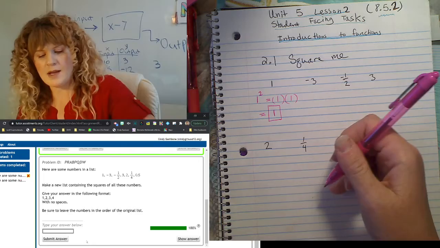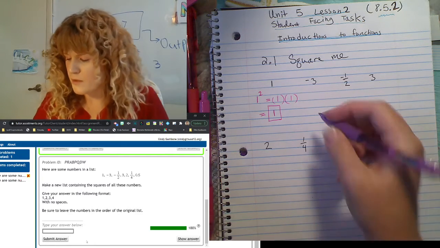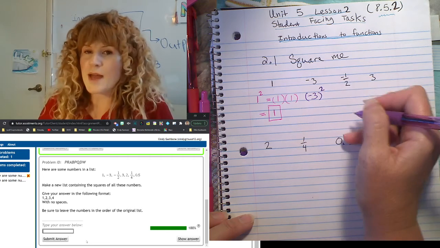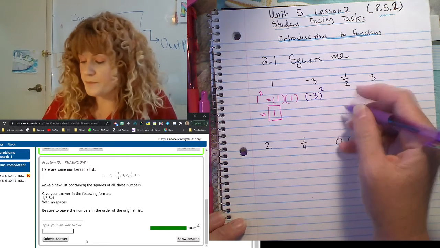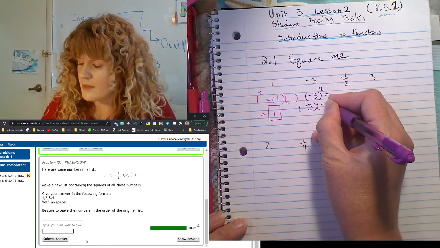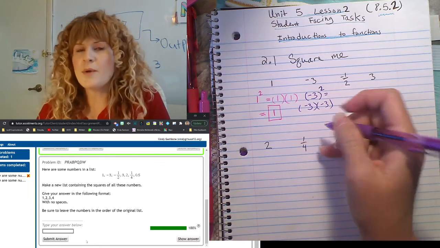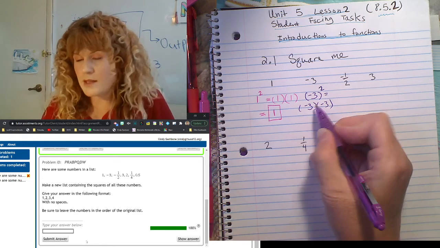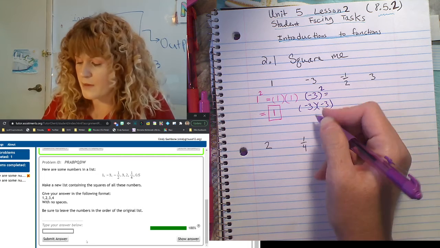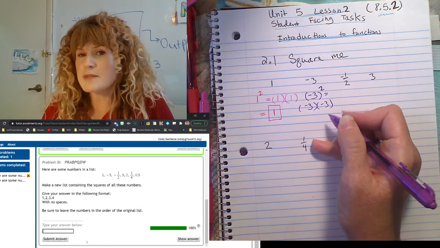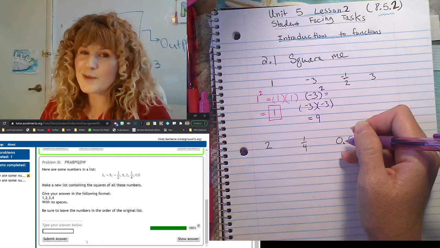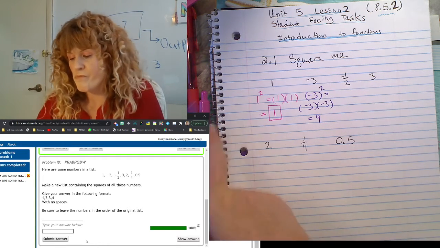Let me look at the next one now. -3. That's going to be -3 to the power of 2. That means -3 squared. Well, that is -3 times -3. Now you have to remember that a negative number times a negative number gives you a positive number. So -3 times -3 equals 9. If you don't believe me, try it in your calculator.